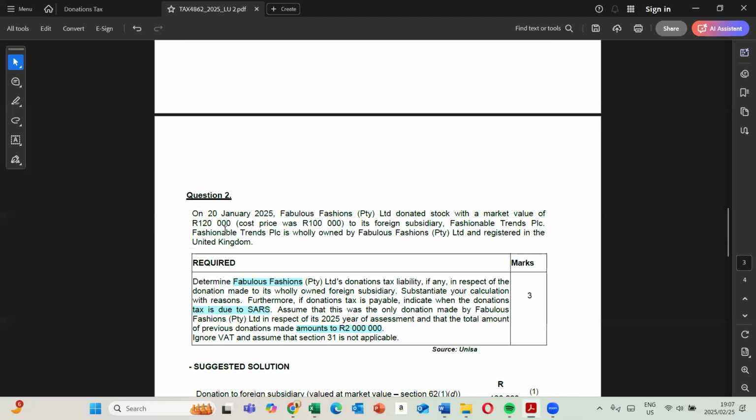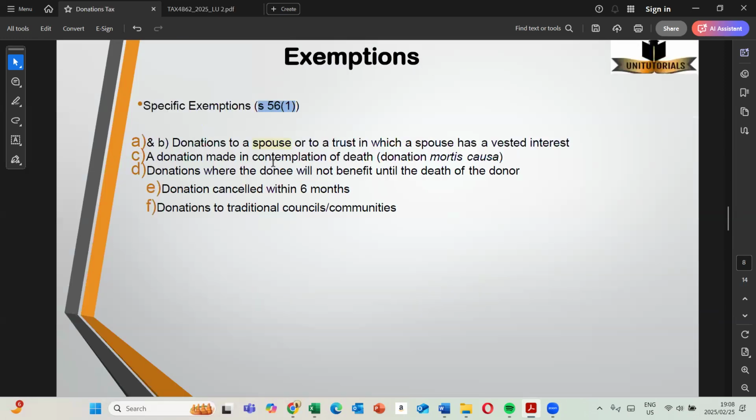On 20 January 2025, Fabulous Fashions donated stock with a market value of 120,000 and a cost price of 100,000 to its foreign subsidiary, Fashionable Trends. Fashionable Trends is a wholly owned subsidiary of Fabulous and registered in the United Kingdom. So, let's look at who's exempt from donations tax. Let's quickly go to our list of exemptions.